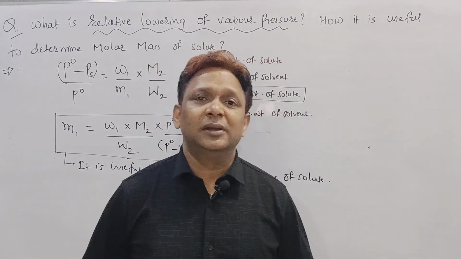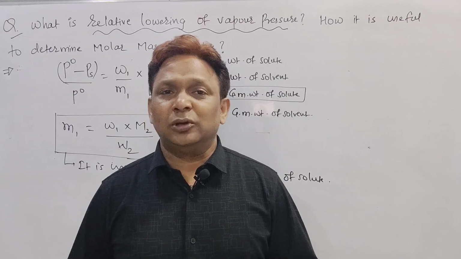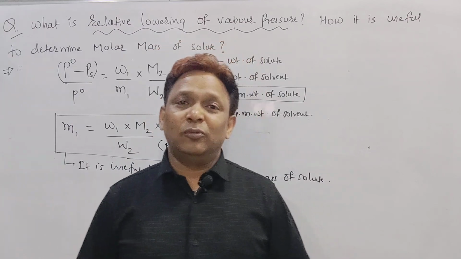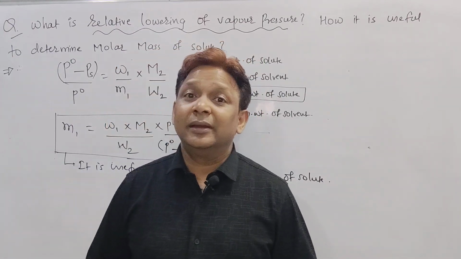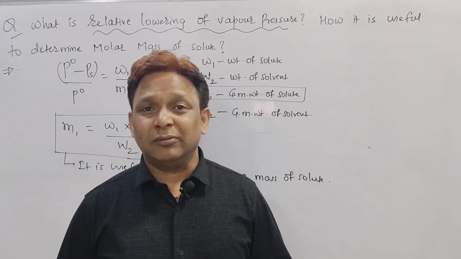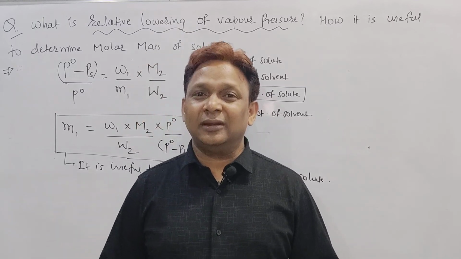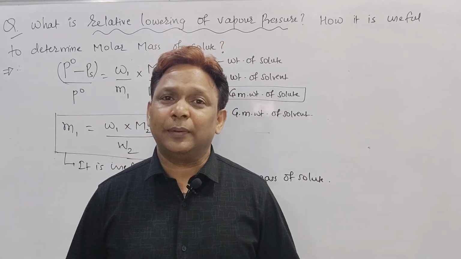Then the third point: according to Raoult's law, relative lowering in vapor pressure, which is actually applicable for dilute solutions, is directly proportional to the mole fraction of solute. The mole fraction of solute is denoted as X1. Then P naught minus PS by P naught equals X1, and X1 is equal to small w1 by small m1 into capital M2 by capital W2.